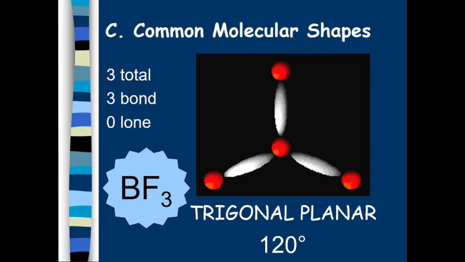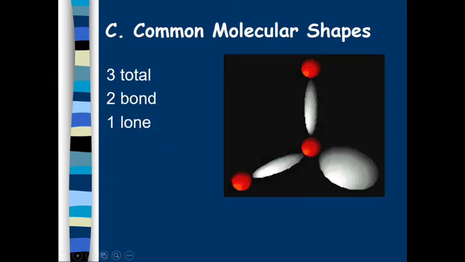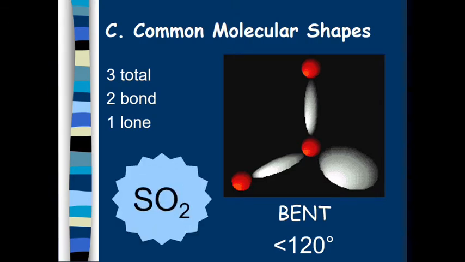The next one adds up to 3, but now we start to differentiate. It's 2 bonded pair, 1 lone pair, and this one is called bent. Some books you'll see it called angular, so bent or angular, I would accept either name. And the bond angle is just less than 120. So we put a less than sign at 120 degrees, and the example is sulfur dioxide.